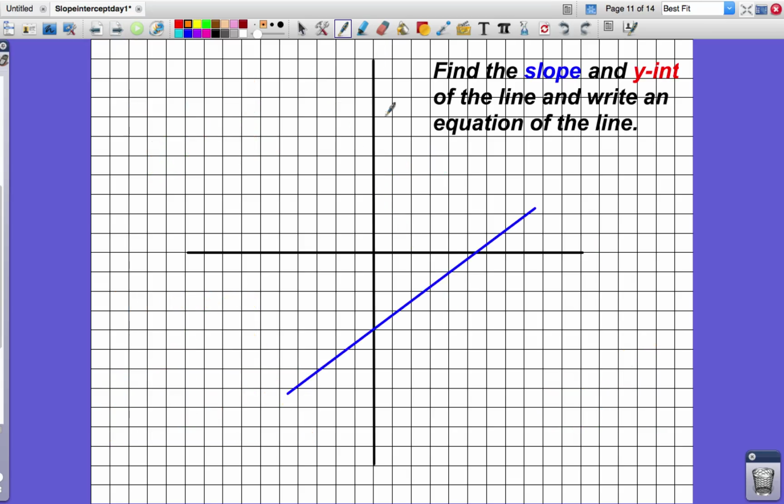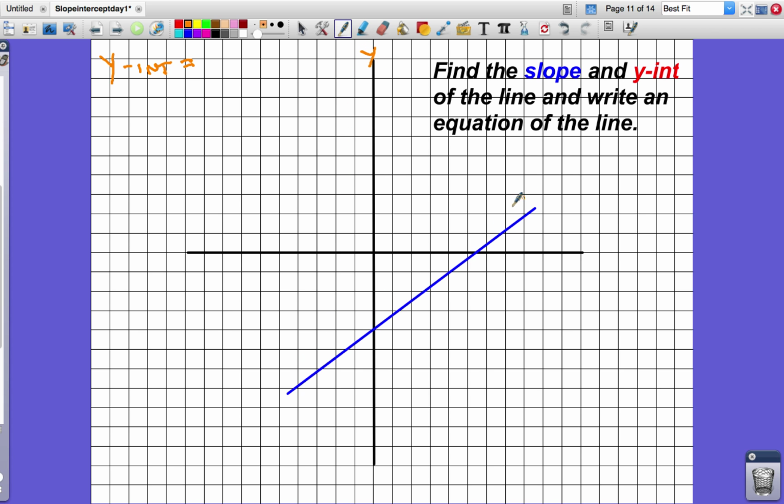Let's look at another one just to be safe. Find the slope and the y-intercept of the line. Write an equation of it. So first thing I want to do is figure out what is my y-intercept. Let's put it over here this time. Where does this line cross the y-axis? Where does this graph cross the y-axis?